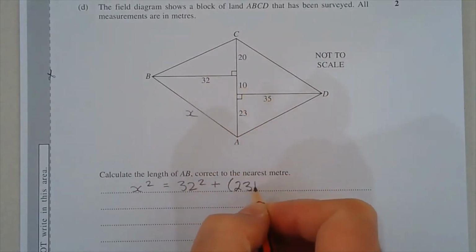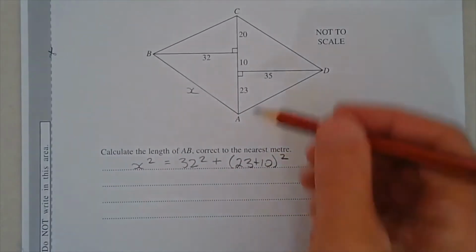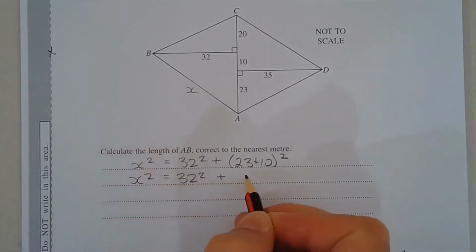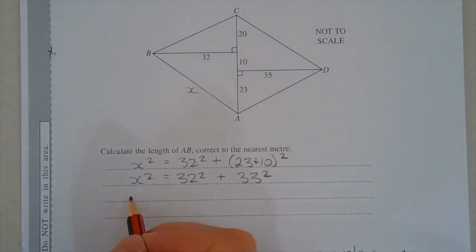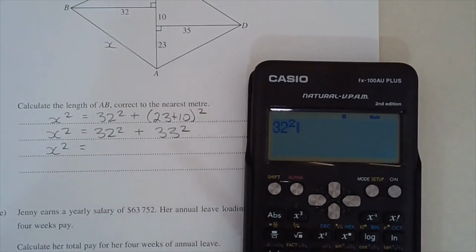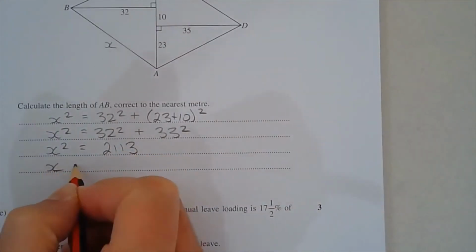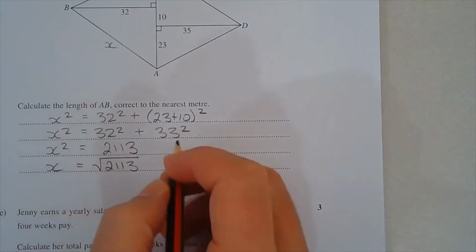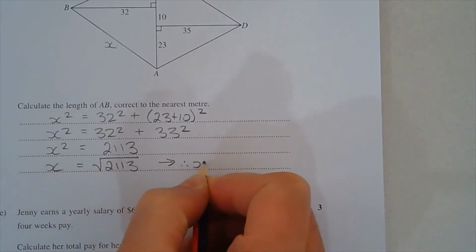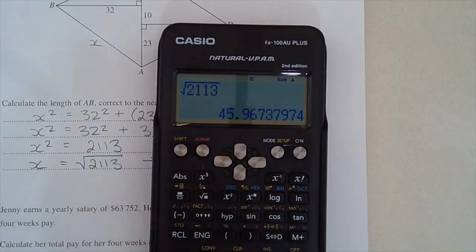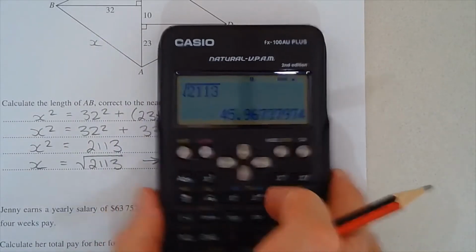So that's the length of the other short side. Okay, so x squared is equal to 32 squared plus 33 squared. If you want to evaluate that, 32 squared plus 33 squared, okay, that's using Pythagorean theorem, 2,113. Okay, x is equal to the square root of 2,113. Therefore, x equals, and it says to the nearest meter, square root of 2,113, 45.967, 46 meters. Okay, that's fairly easy enough to round.